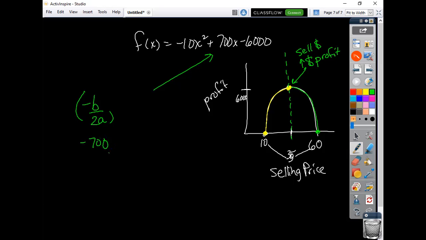700 divided by 2 times a, negative 10. There's your b, the a, there's your b up there. So that would be a negative 700 divided by negative 20. It's going to be a positive, and 2 goes into 70 35 times. So the selling price, 35, that's what we said it should be over here.